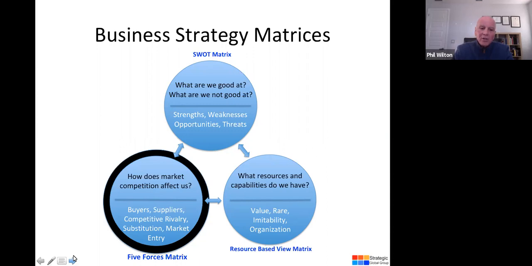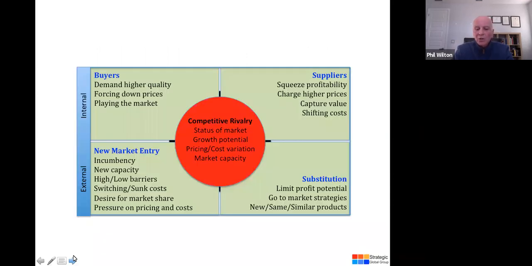Okay, the third and final matrix is, again, I've put it into the same format as a SWOT. So we've got it looking very similar. The 5 forces matrix has competitive rivalry. So we have buyers and suppliers, and I'll explain the internal when we get to that a little bit later. And we have new market entry and substitution. The competitive rivalry is the subject matter that affects all of this, all right?